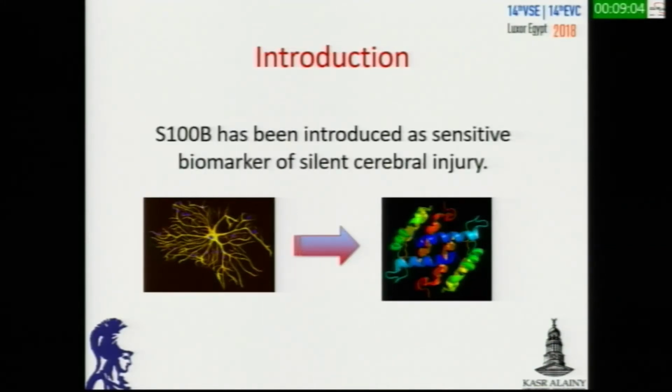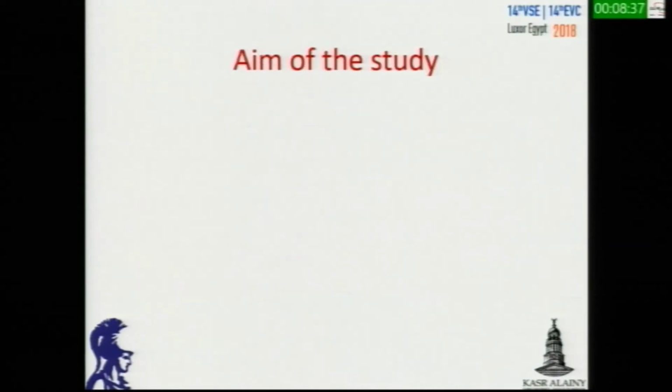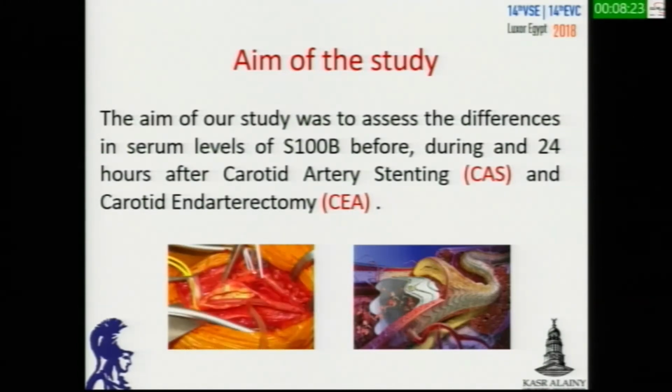And actually, the literature studied this protein and its role in traumatic brain injury, especially in pediatric age, when the history taken is a little bit difficult in this group of patients. It has also been studied in some medical conditions like convulsions and neuroinflammatory diseases. However, scanty studies have studied this protein in relation to carotid revascularization. Our aim is to detect the serum level of S100B protein before, during, and 24 hours after CAS and CEA. We are aiming to see if there is more silent brain injury in one of them. Let's see what we got.